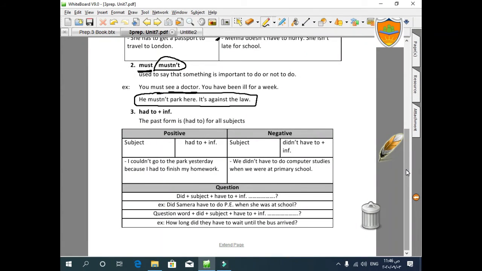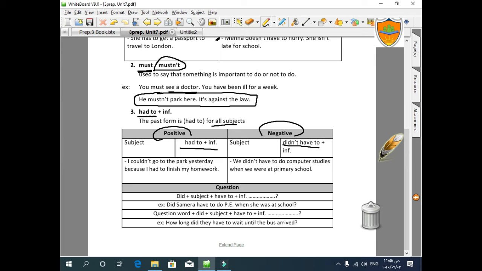Number 3, using had to in the past. This is the past form for all subjects. All subjects use had to, and this is in the positive form. But in the negative we use didn't have to. The same meaning of have to, has to, and doesn't have to.